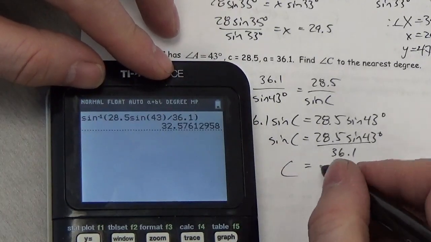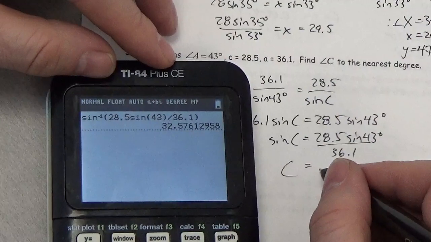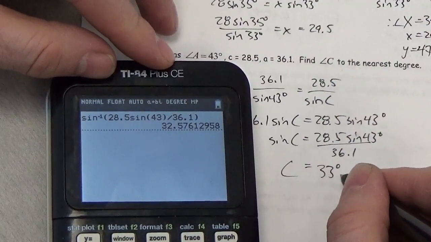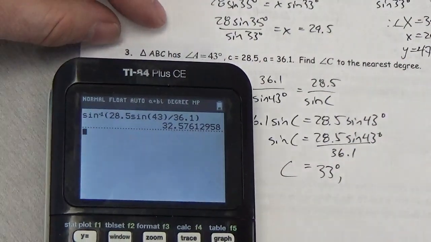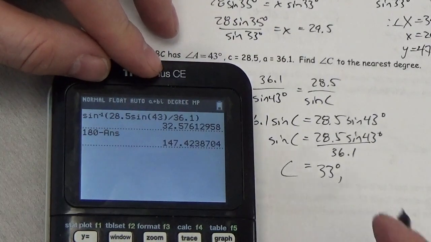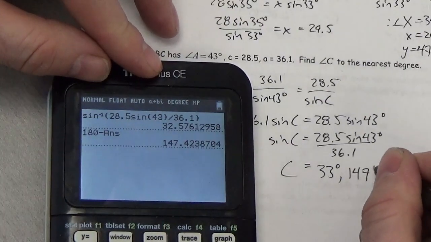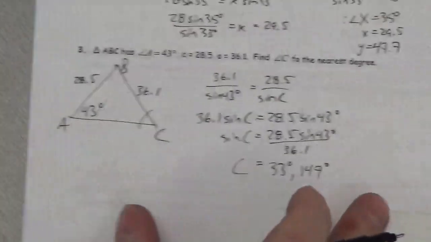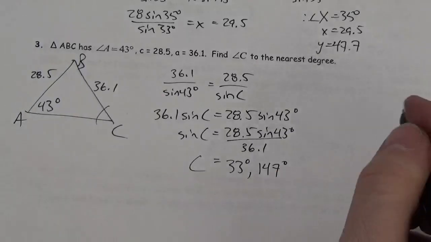Okay, and so I'm going to get here that angle C, and we're going to round this to the nearest degree here, so it's going to be 33 degrees. But remember that that is my first quadrant angle, so to get my second quadrant angle, I'm just going to subtract that, and I will get 147 degrees. Okay, now, will those work?